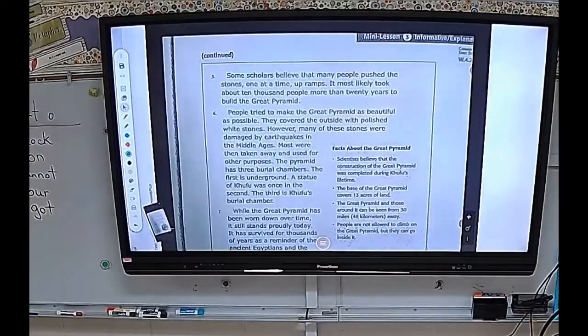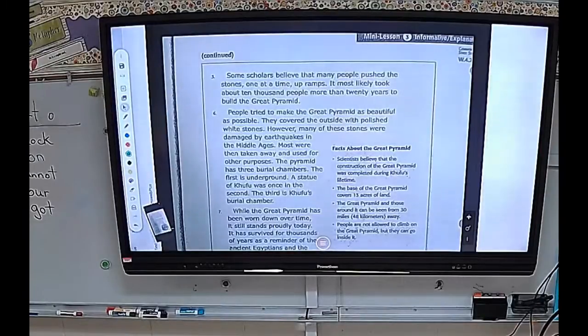Y'all aren't even 20 years old yet. You're only what, like 9 or 10? So if you're 10, you've been alive for 10 years. It would take another 10 years to get that pyramid built. So if you started building a pyramid today, you would be 30 years old by the time it was finished. Oh my goodness gracious. That would be pretty much your whole life. You would spend your whole life building a pyramid.